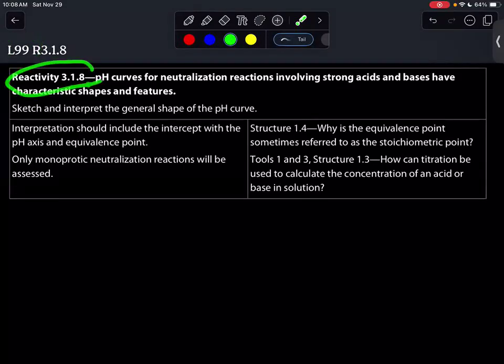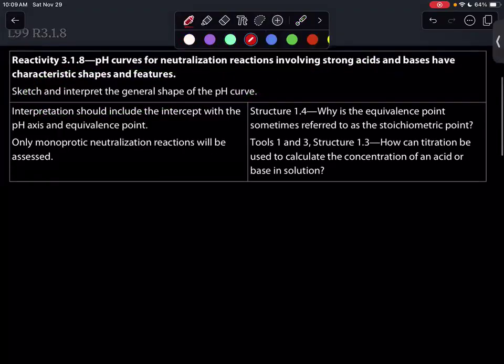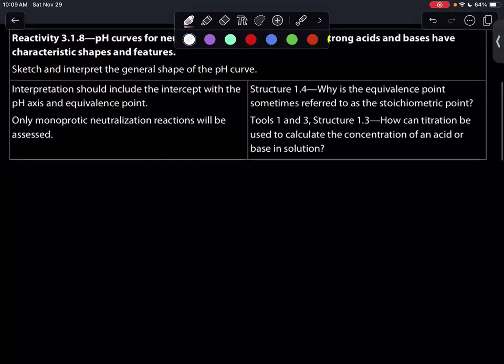Today we're going over reactivity 3.1.8, how pH curves for neutralization reactions involving strong acids and strong bases have characteristic shapes and features. So we'll sketch and interpret the general shape of that pH curve. Before we even go into this, we have to talk about the qualitative techniques for which we obtain or do reactions with acids and bases.